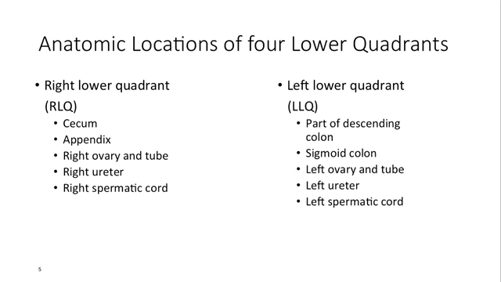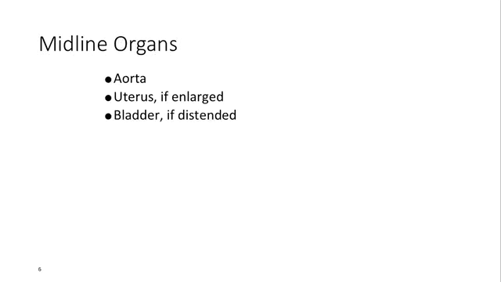and left spermatic cord. Now right in the middle, and we talked about this in the cardiovascular lecture a little bit, the aorta goes right down the center of our abdomen. So a patient could be complaining of abdominal pain that radiates into their back, and they could actually be having a ruptured or bleeding or something going on with their aorta.